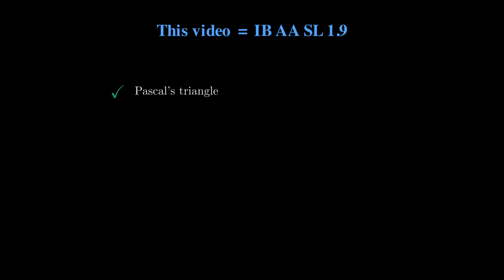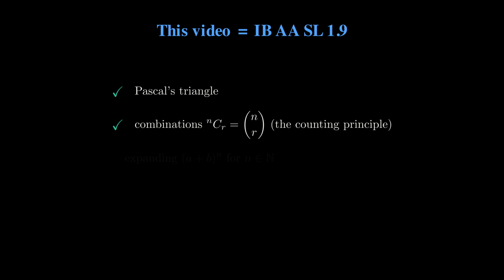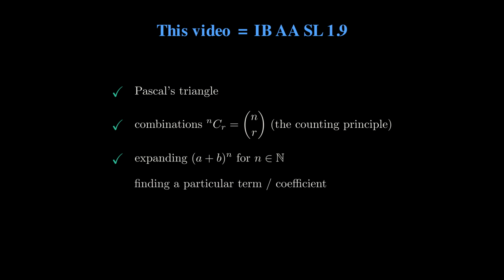Here's exactly what this covers, straight from your syllabus. Analysis and approaches, standard level 1.9. Pascal's triangle, combinations, and nCr, and the counting idea behind them. Expanding (a + b) to the power n, where n is a positive whole number. And finding one particular term, or coefficient. Tick all 4, and the subtopic is complete.